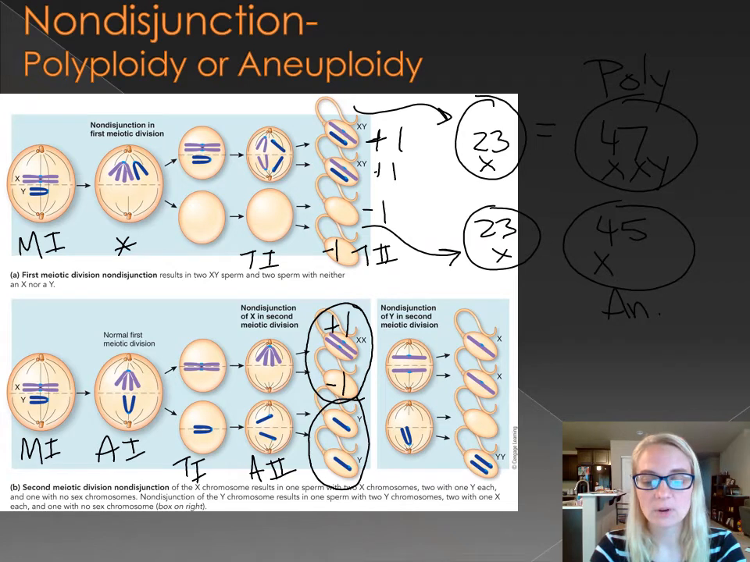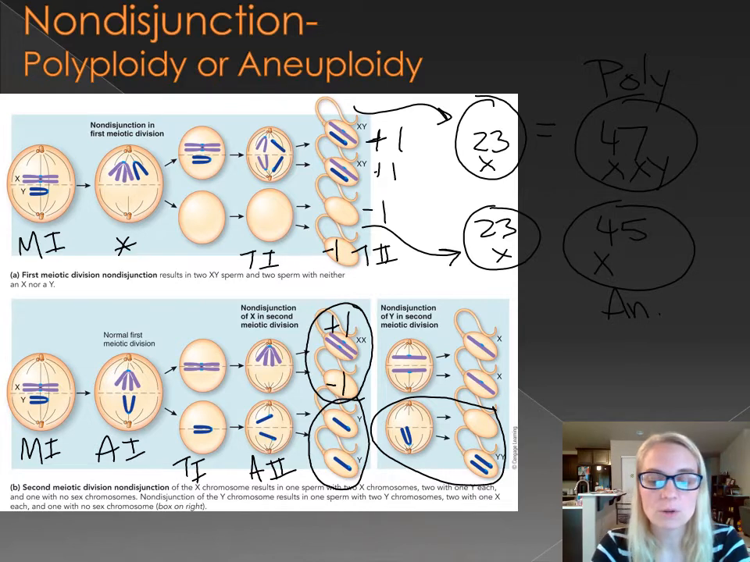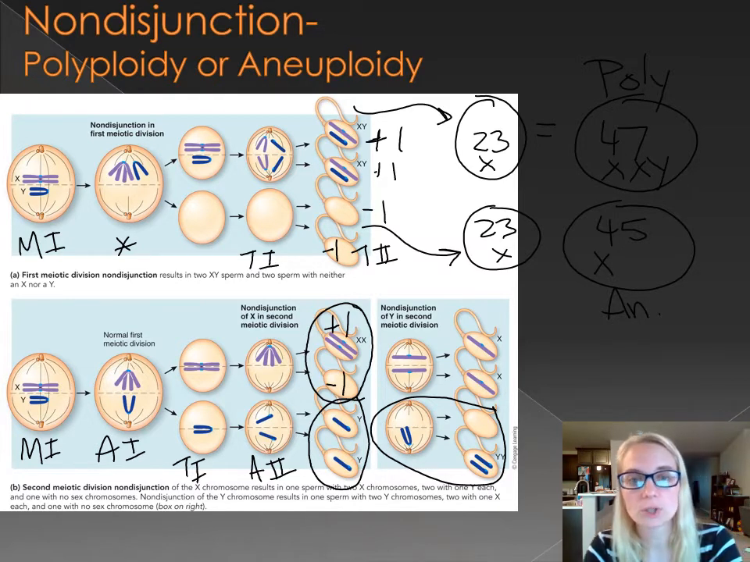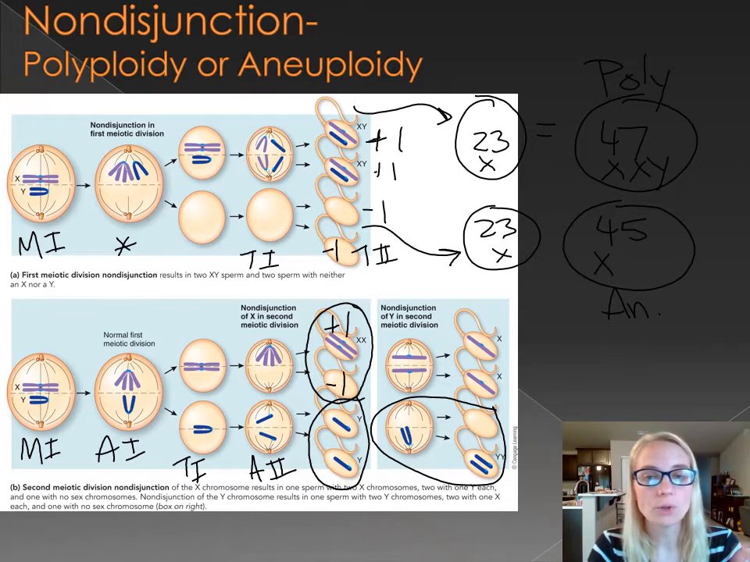Or the other option is if you had non-disjunction in the Y chromosome, you would get the same problem, but with the Y chromosome. So if these problematic sperm were to go and fertilize a normal egg, you'd also get that aneuploidy or polyploidy outcome. Now, when this happens, what happens to that fertilized egg, the zygote, the embryo, the baby, the person? Well, there's a couple different examples of aneuploidy and polyploidy that we're going to take a look at.